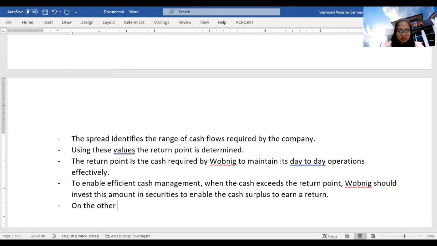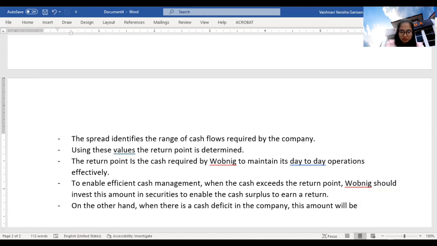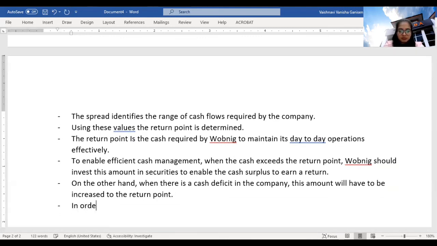On the other hand, when there is a cash deficit in the company, this amount will have to be increased to the return point. In order to do so, the cash invested in securities will have to be sold to increase cash balance to the return point.